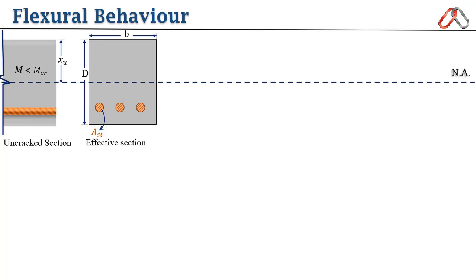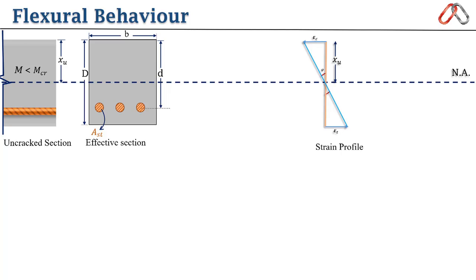D is breadth of beam, and the distance between centroid of reinforced steel to extreme compression fiber is known as effective depth of beam section. As we increase the moment gradually, it increases the strain and also the curvature of beam. Let me show you, this is the strain profile. Here epsilon C is strain in compression area and epsilon T is strain in tension area, and phi is curvature of beam. So as we increase the moment, it increases the strain and so the curvature of beam.